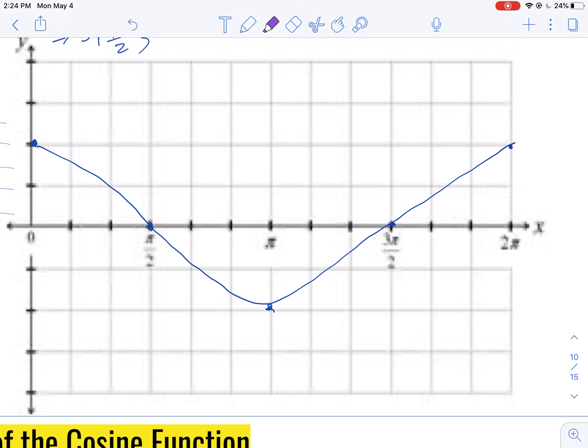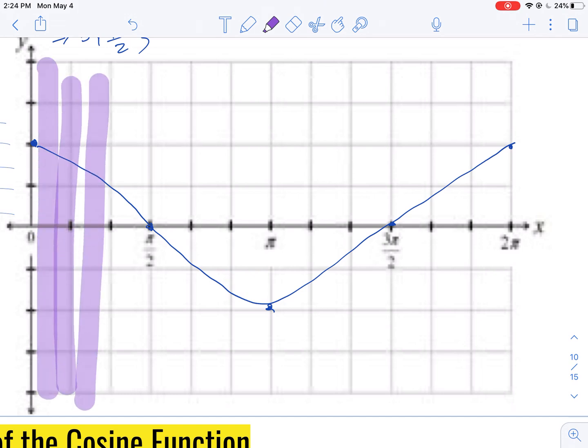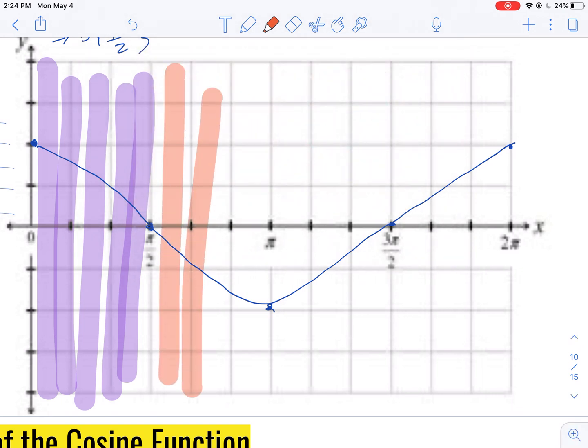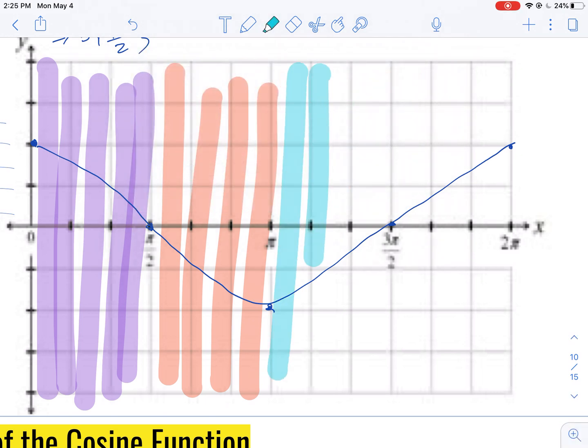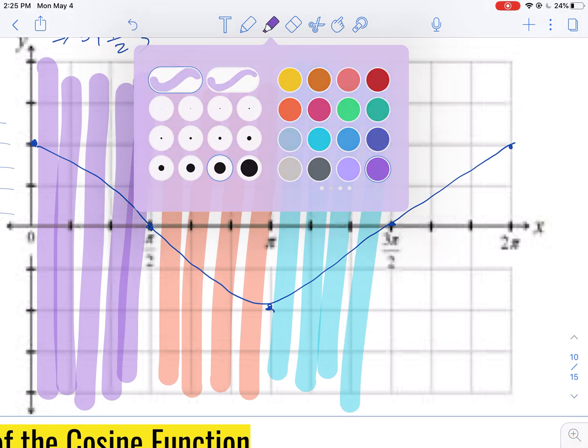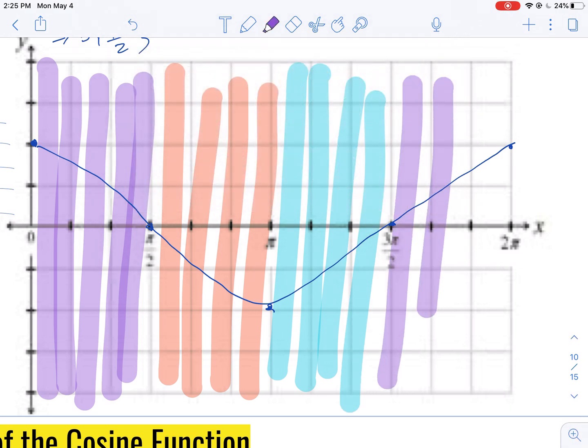I do want to emphasize that just like the sine, I can break this down into quarters as well. And it's still going to be based off of peaks to zeros and zeros to valleys and valleys to zeros. So my first quarter is from my peak to my first 0. My next quarter is from my 0 to my valley. My next quarter is from my valley to my next 0. And then my final one is from my 0 to my peak.